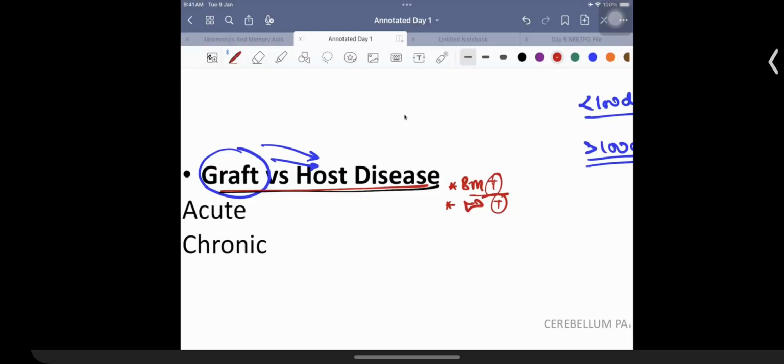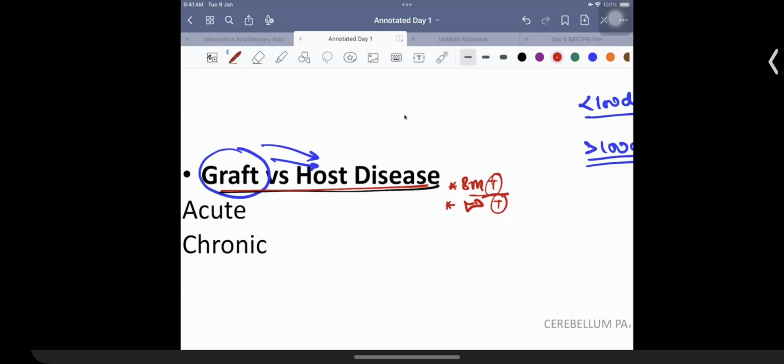And there is a criteria by which you can diagnose the severity of graft versus host disease, which is given the name of Billingham's criteria. You already have it in your notes. You have to remember the name Billingham's criteria. It is associated with graft versus host disease.